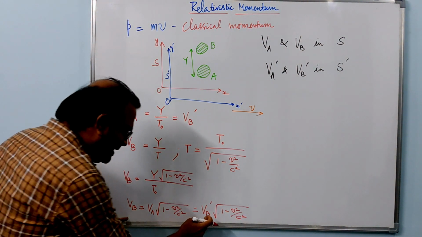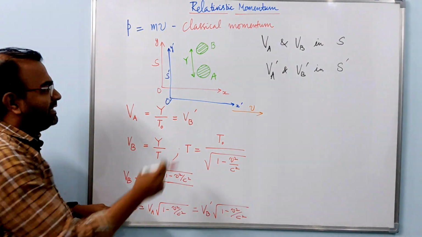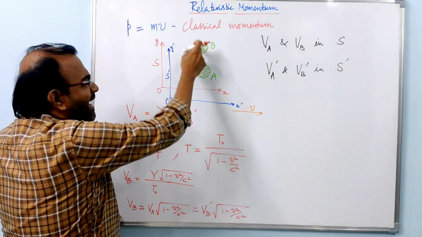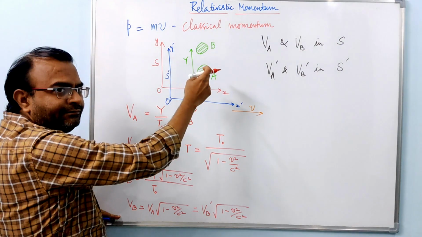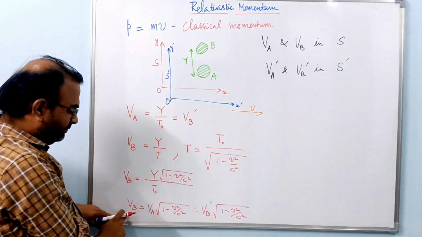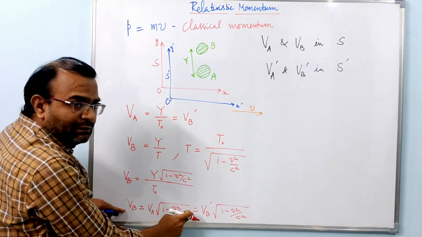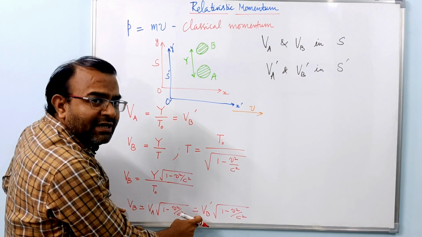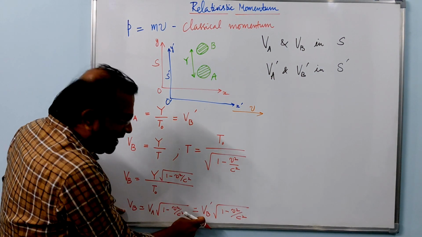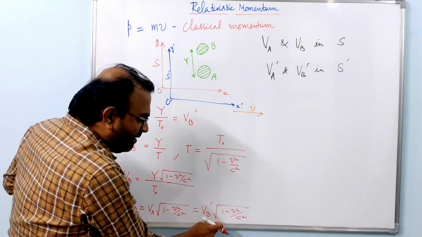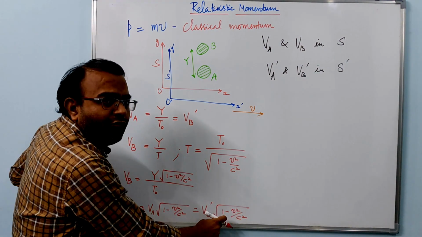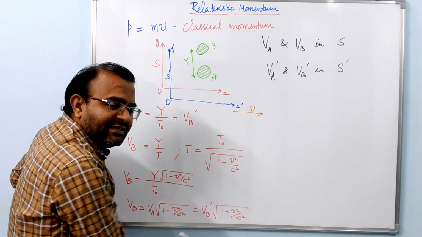So this expression tells us that the velocity of an object as measured in a frame of reference which is in relative motion is equal to the velocity of that object in a frame of reference in which it is at rest multiplied by this factor, square root of 1 minus v squared over c squared, right?